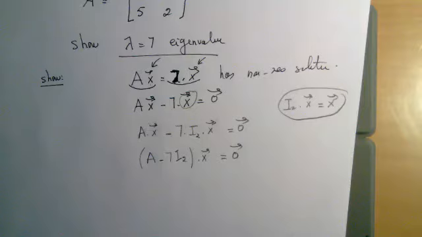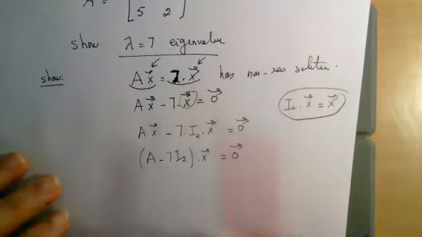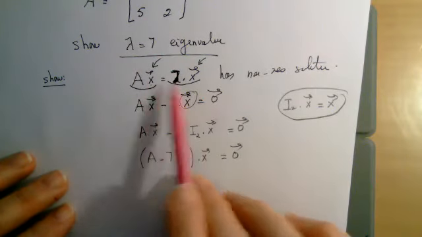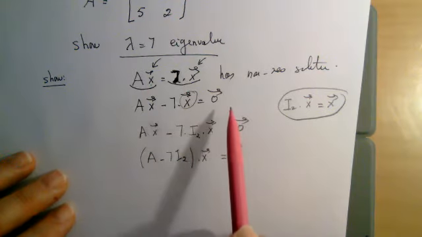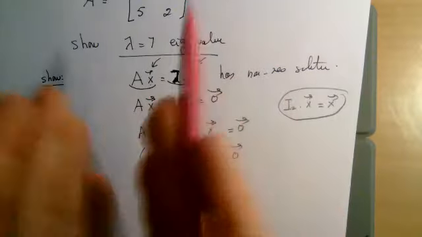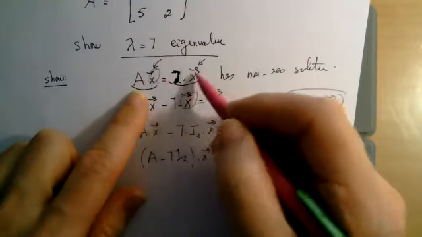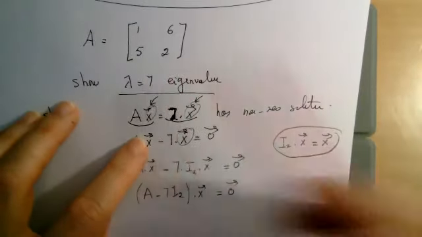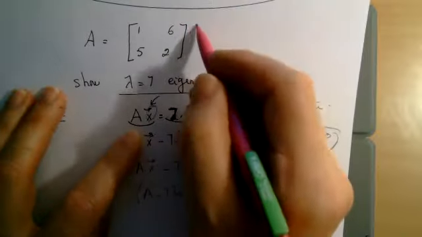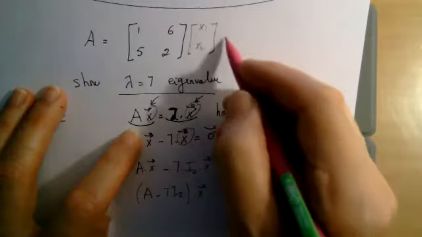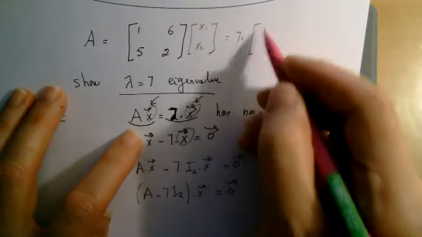So let us see what we are doing. That's going to be the heart of what we will be doing today. So show lambda equals 7 is an eigenvalue means we have to show that this equation has a non-zero solution. So we have to solve this equation. As I said, we've never solved this kind of equation, so I have to solve it for x. A is a matrix, I know it. 7 is a number, I know it. So solving this, it means I need to find x1, x2, such that A times x1, x2 is equal to 7 times x1, x2.